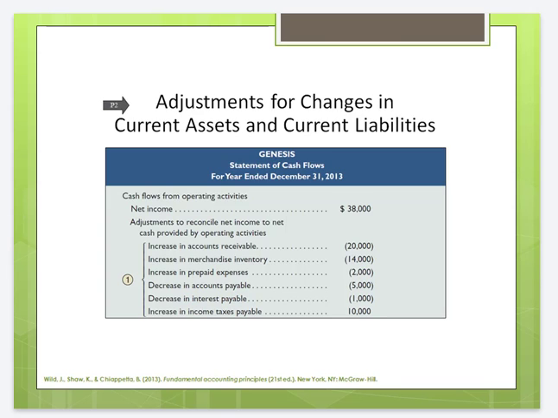Here we see an example of the statement of cash flows. And in this case, we're starting with net income of $38,000. Now, let's look at the items that we have adjusted for. These are our current assets and our current liabilities. We had an increase in accounts receivable, which is a current asset. We are adjusting this with a negative $20,000.